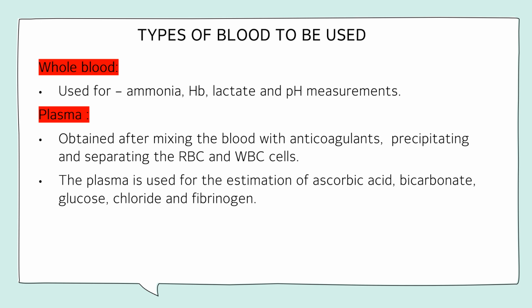Types of blood to be used. We can use whole blood, plasma, or serum based on the test we are going to perform. Whole blood can be used for ammonia, HB, lactate, and pH measurement. Plasma is obtained after mixing the blood with anticoagulants, precipitating and separating the RBC and WBC cells. After the addition of anticoagulant, the erythrocytes sediment down and the plasma can be separated, and from that we can do further tests. The plasma is used for the estimation of ascorbic acid, bicarbonate, glucose, chloride, and fibrinogen.